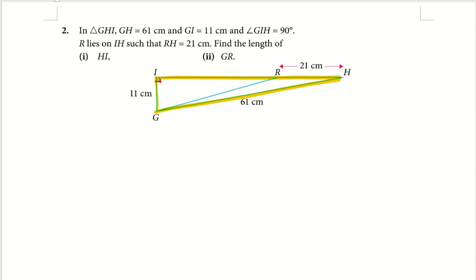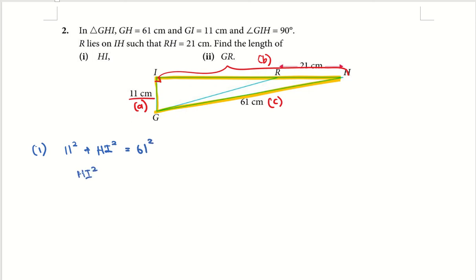90 degrees over here, that means both sides will be your shortest lengths. This is length A. This whole thing will be length B. And of course, 61 will be your length C. So using Pythagoras theorem, we end up with 11 square, this is part 1, plus HI square will give you 61 square. Solving for HI, keep the square first. You bring your 11 square to the right. And of course, press your calculator. You end up with 3,600. Last but not least, don't forget to take the square root.